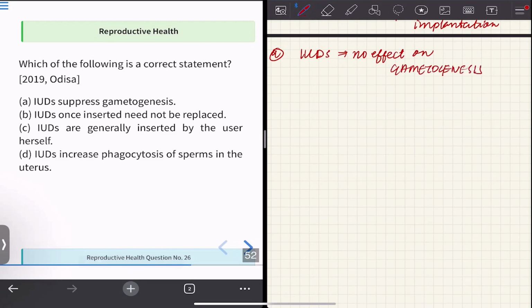Next, we have IUDs. They need to be replaced after a shelf life, which is different for each IUD. And no, the user cannot just insert them by herself. We need proper medical intervention to insert it. And IUDs increase the phagocytosis of sperms in the uterus, which is the correct option.